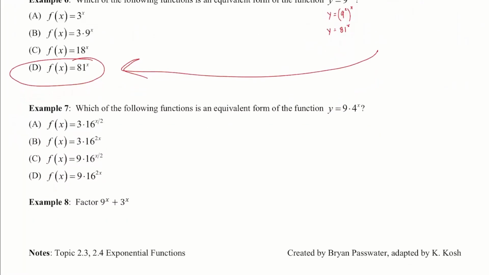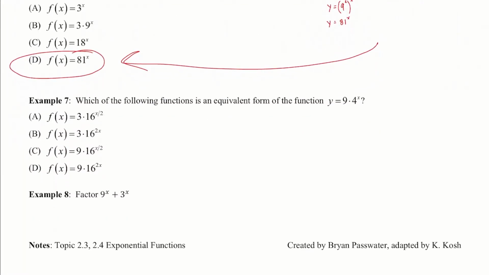All right, let's do example number 7. Which of the following functions is an equivalent form of the function y equals 9 times 4 to the power of x? Now here is where I might try to go from this way to that way. I can already see there's some already familiar. This technique doesn't always work, of course.